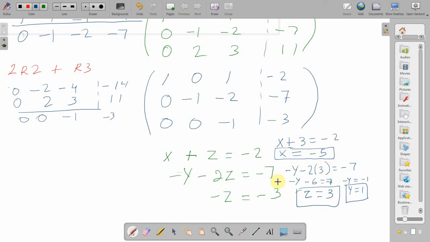So we found x, y, and z. So our answer is -5, 1, and 3. And hopefully that's the right answer.